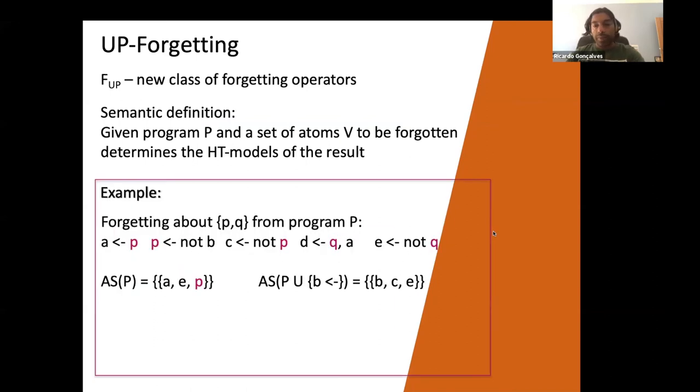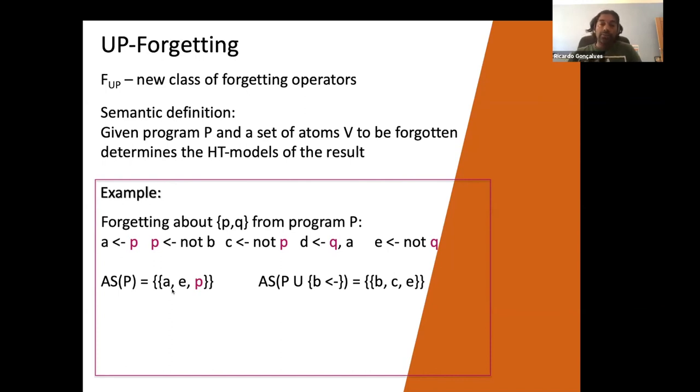So consider the following program P, and suppose we want to forget P and Q from this program. First thing we need to note is that the result of forgetting should be a program over the remaining atoms. So I can only write rules over A, B, C, D, and E, okay? And it should preserve the answer sets. First, if we take a look just at the answer sets of P, we note that it has only one answer set, which is composed of A, E, and P. So the result of forgetting should have only one answer set and should correspond to this one, except for the atom P that we have forgotten. So the result of forgetting should have only one answer set, which is A, E.